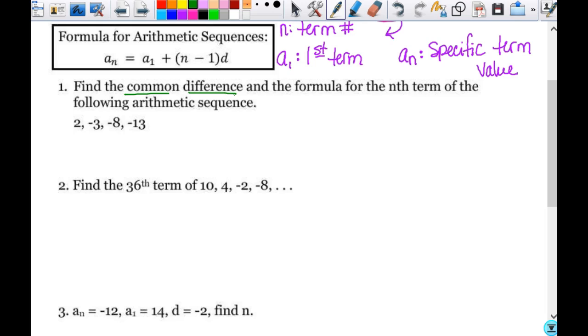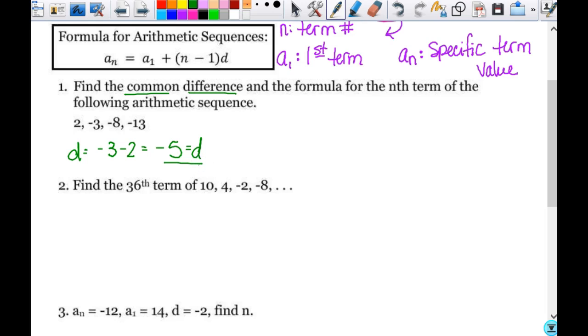Okay, so to find my common difference is just the difference between two terms. You take the second one and subtract the first one. If you subtract backwards, your sign is backwards, and it makes everything wrong. So it is -3 minus 2, and you get -5. And if I had done -8 minus -3, I should get the same thing, because that's why it's a common difference. So there's D.